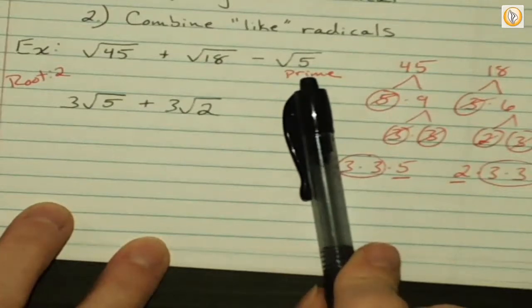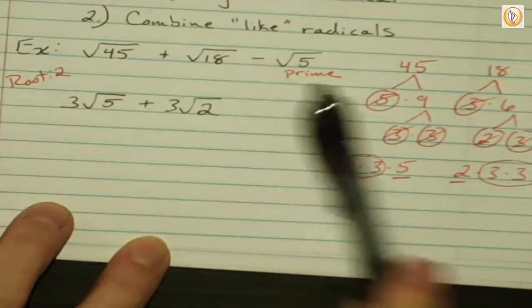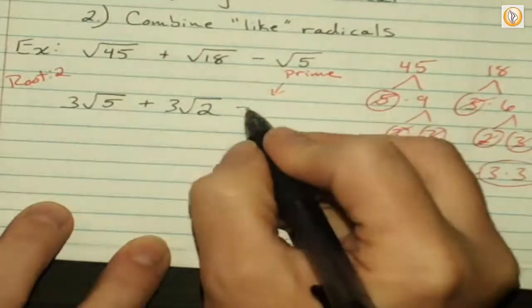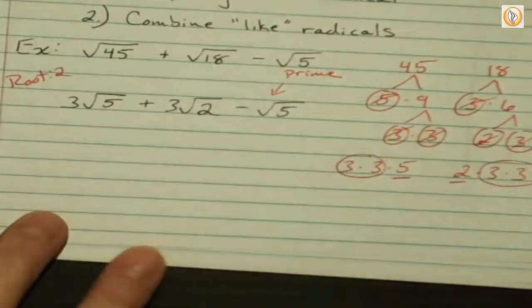Now this one, Valeria so graciously said, is prime. It didn't need to be simplified anymore. So this one, we're just going to bring it on down. Minus square root of 5.